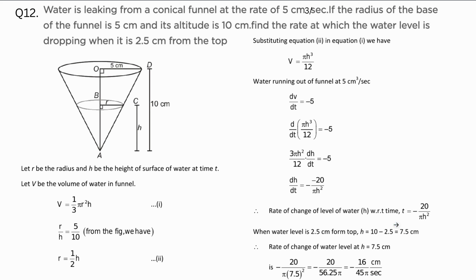Now at time t, it has been given to us that the water level is 2.5 centimeter from the top. That means we have been given the value of h, and h is 10 minus 2.5, because the total height is 10, and we're talking about 2.5 centimeter from the top. So the total height of the water will be 10 minus 2.5, that is 7.5. And then we put this value of h in this expression, and we get the value as minus 16 upon 45 pi centimeter per second, which is the answer to this question.